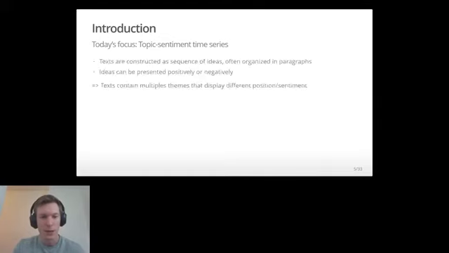Today the focus is to create topic sentiment time series, and that follows the idea that whenever you create a text, a dissertation, usually you have a sequence of ideas, paragraphs, and each of them has a specific idea, and this idea can be presented positively or negatively. You can start a text by speaking about something and be really negative at the end, and then you can make another argument and speak about something else and be more positive. So a text can display multiple different sentiments. It comes a bit from this.